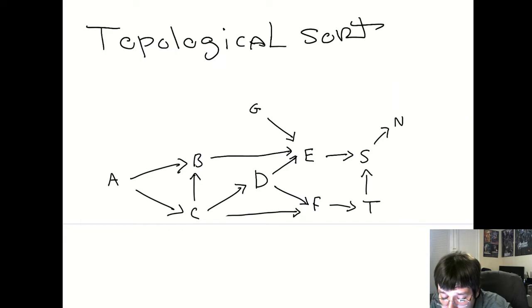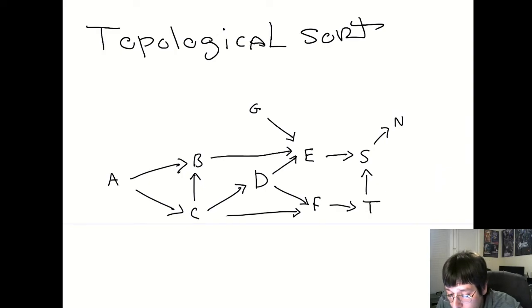But interestingly enough, it's a way to also figure out if a graph has cycles in it or not. If a graph has a cycle in it, then your topological sort is not going to include all of the vertices that exist. So that's one usage of topological sort.